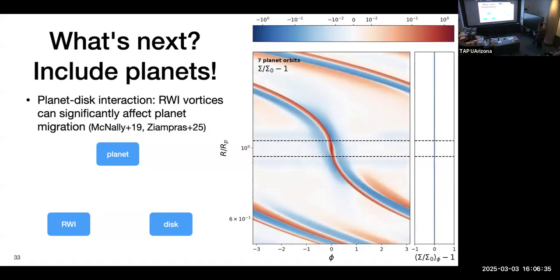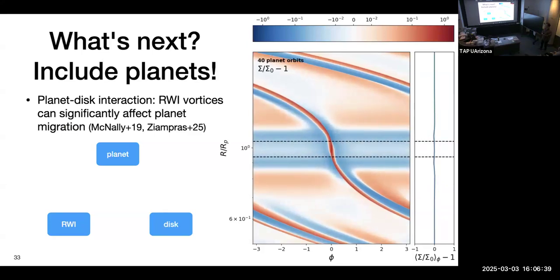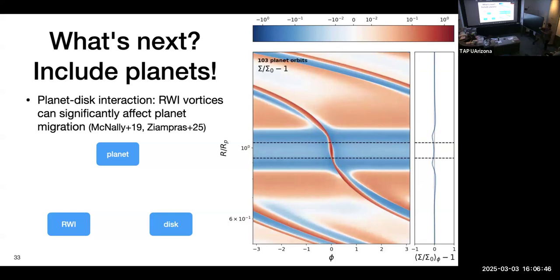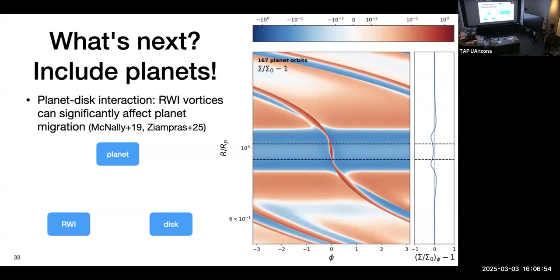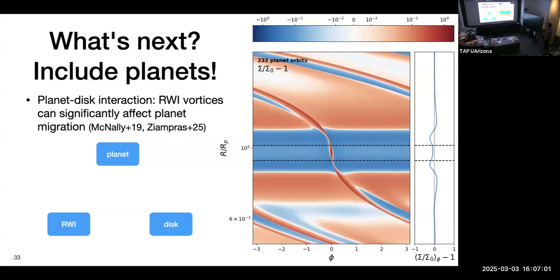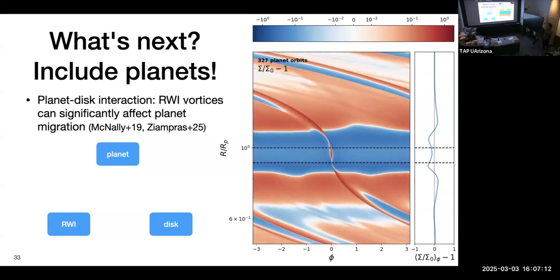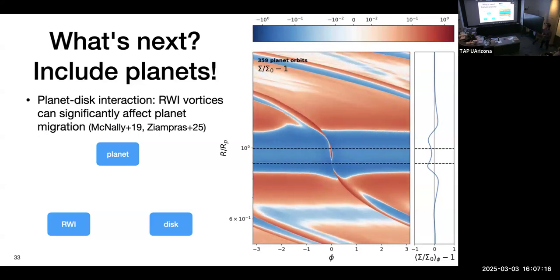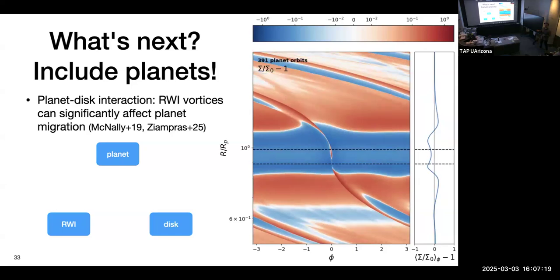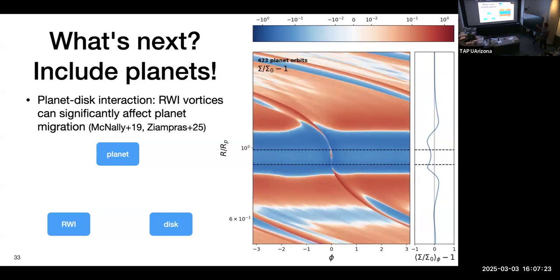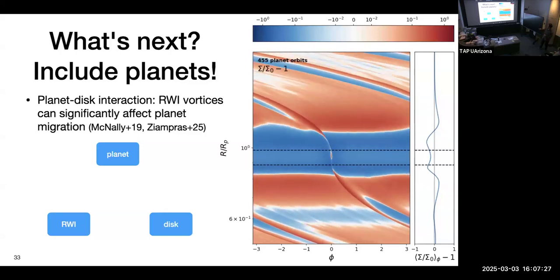But here's what I'm doing currently: including a planet in the equation. This is a simulation of a planet going around the star, carving a gap in the gas. As you can see in this azimuthally averaged profile, the horizontal axis is the azimuthal direction phi, and the vertical axis is the radius. You have the spirals and whatnot. The cool thing is that as the planet carves a gap, it triggers vortices. The gap profile becomes unstable to RWI, both inner and outer, and this can affect the migration of the planet. You can see it started from 1, but it's moving inward slowly now.